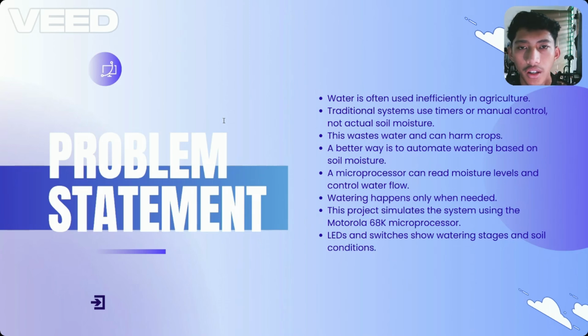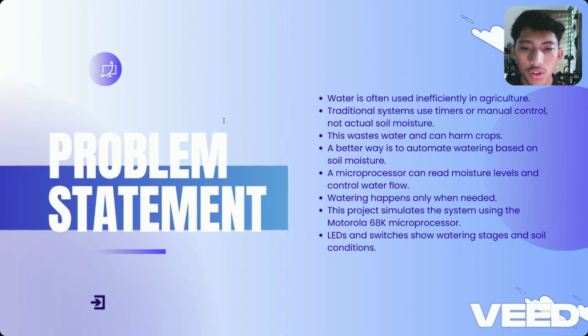So we have a sensor and a water pump in this project to read the moisture of the soil. In this project, we are assembling the system using the Motorola 68K microprocessor, and in the simulator we use LEDs and switches to show water usage and soil condition.